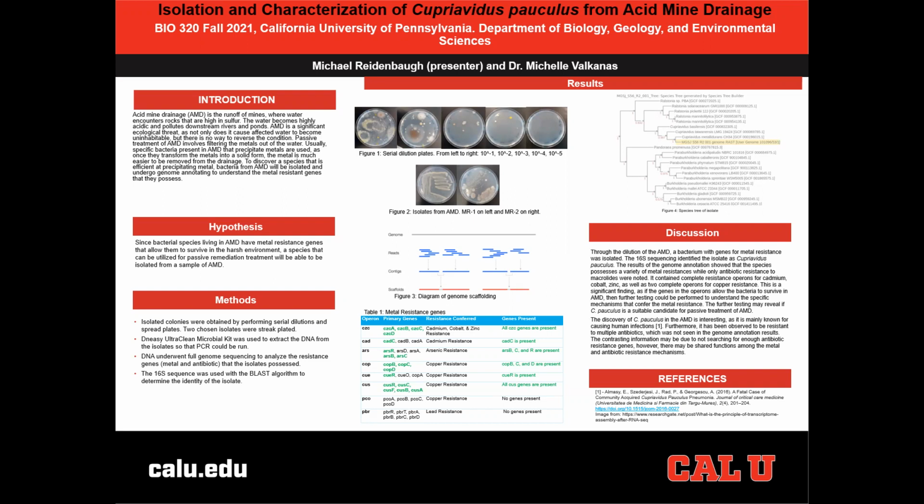So to start my experiment, I took a sample of acid mine drainage and serially diluted it so that I could form spread plates. The purpose of that was to obtain isolated colonies. And as you can see in figure 1, there is a high diversity in the different types of colonies. You can look at the shape and colors, they're all different.